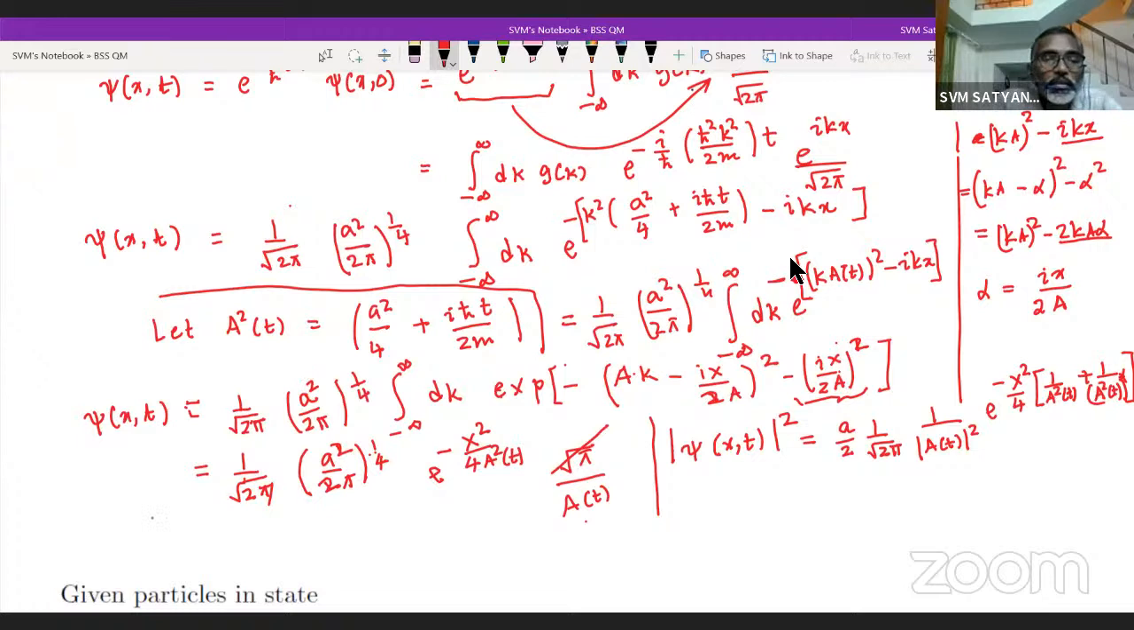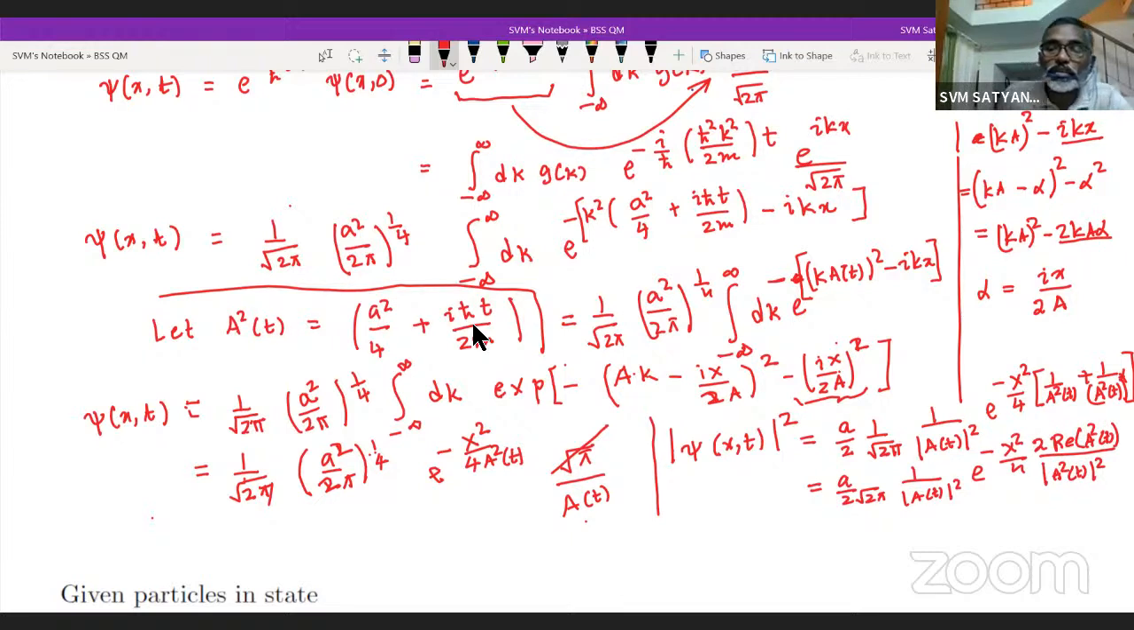Now remember what is our a square? A square is given by this, right? So this is same as a by 2 root 2 pi into 1 by modulus square of a of t into e to the minus x square by 4 into 2 times real part of a square of t divided by modulus of a square of t the square. Okay, so that is what this is.